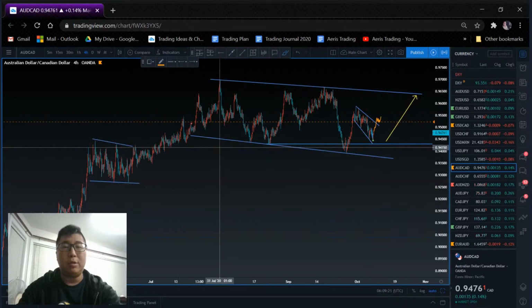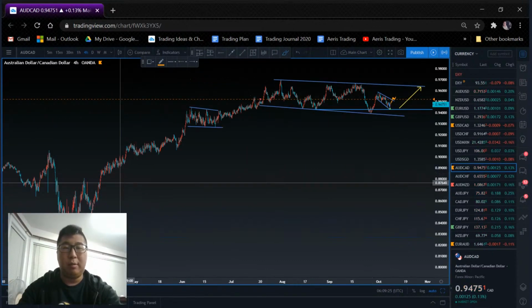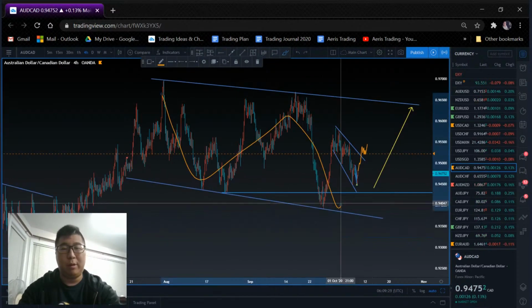Recall I'm looking at the structure more on a higher time frame base now. So I see this as actually an overall bullish move. And we're just forming a larger parallel channel structure.